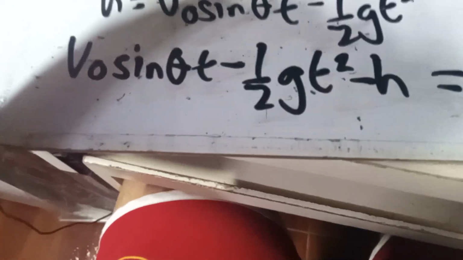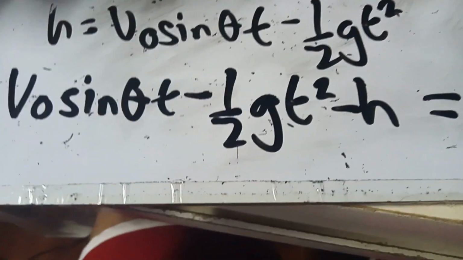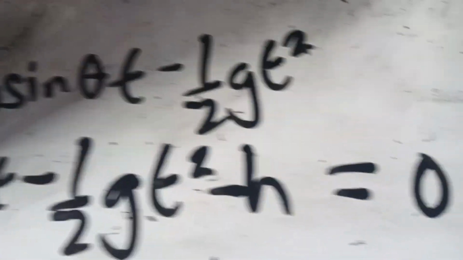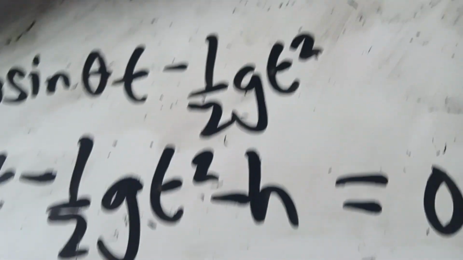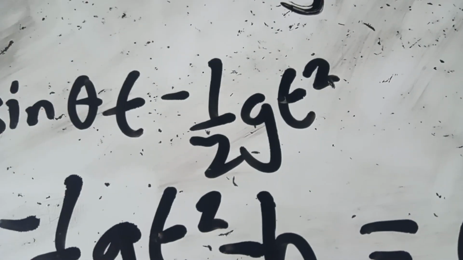minus 4ac. So our a here is minus 1 half g, and our c here is negative h. So it's negative 4 times negative 1 half g times negative h, all over, and since our a is the one beside the t squared, it's negative 1 half g. Negative 1 half g times 2 is just g, and negative g. And the negatives cancel out.